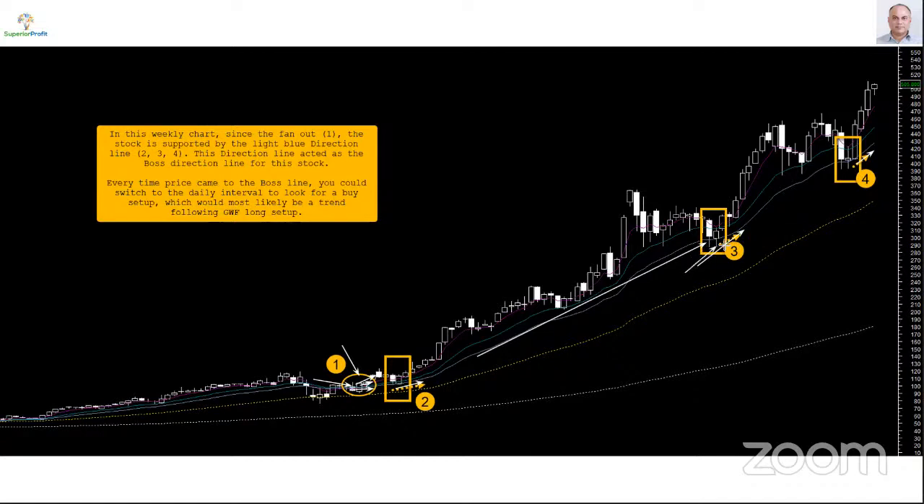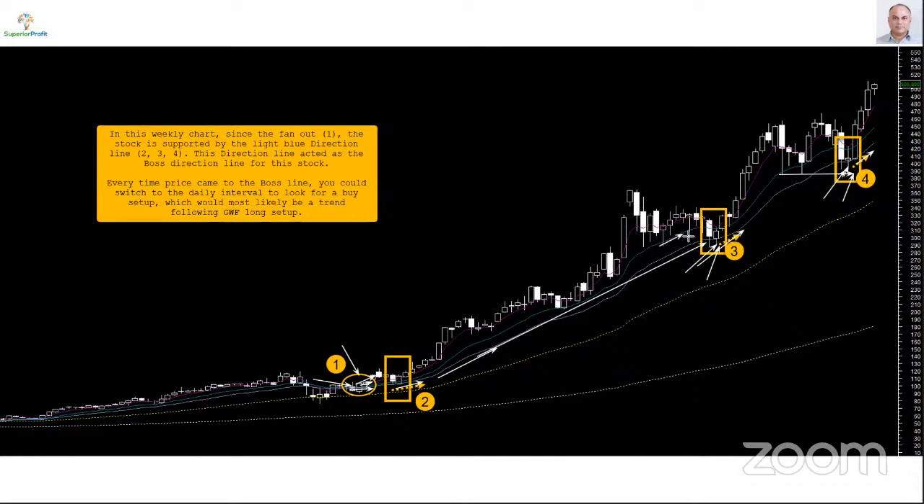And therefore, whenever price came to the boss direction line, we would switch to daily interval and look for a buy setup. At this point, the buy setup could be go with flow long setup. At this point, looking at the long lower tails, it could be go with flow as well as box long trade setup. So we would look for those trade setups on the daily interval when we see support in the weekly chart on one of the boss direction lines. Here, the light blue line provided support.